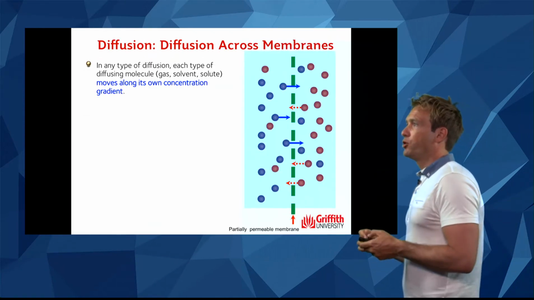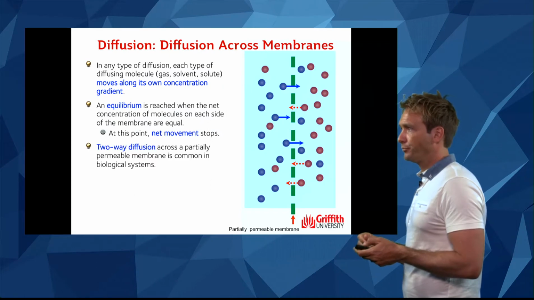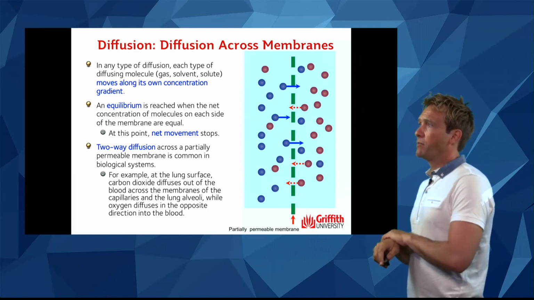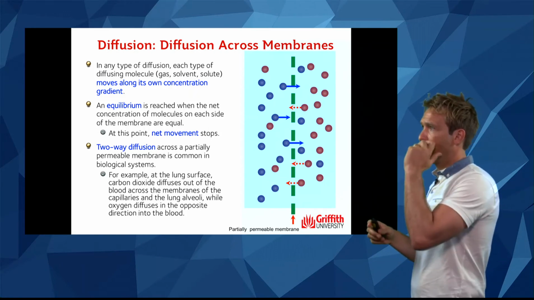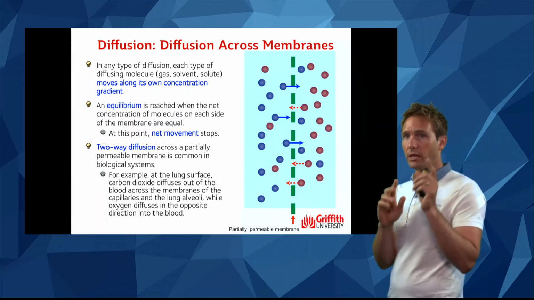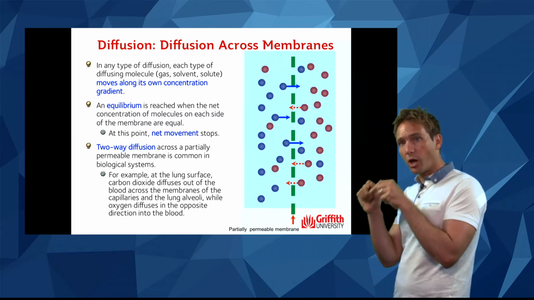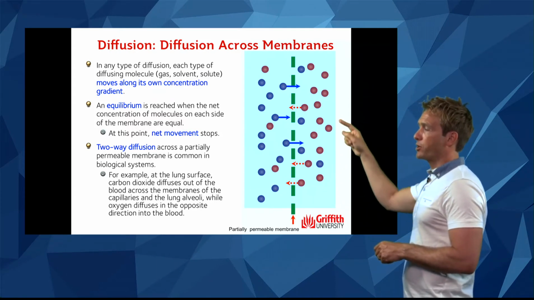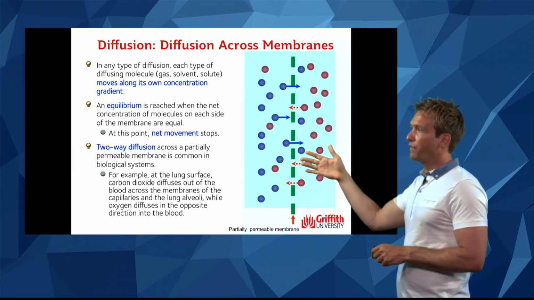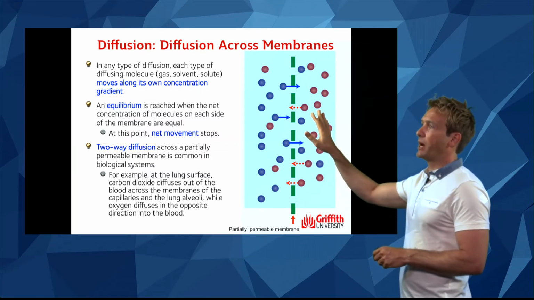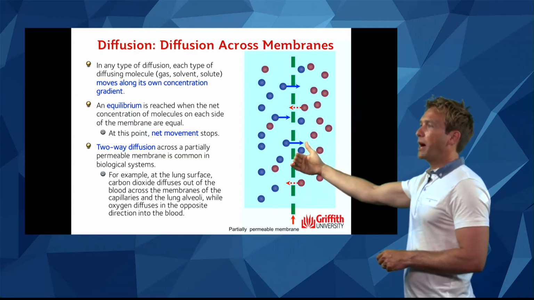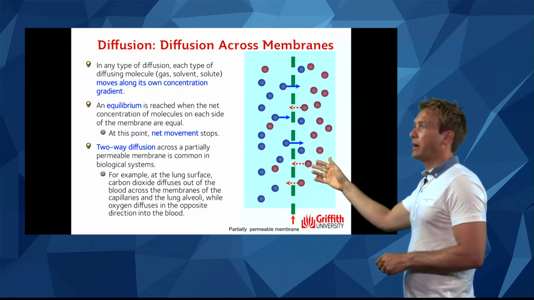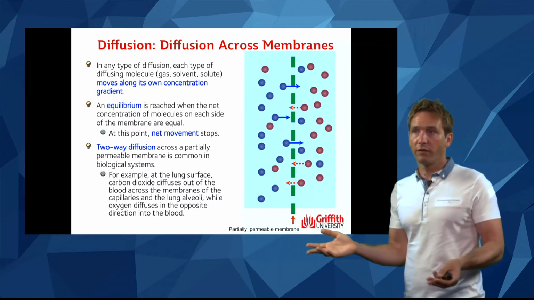Okay, so diffusion across a membrane. Okay, so in any type of diffusion, each type of diffusing molecule, the gas, the solvent, or solute, moves along its own concentration gradient. So it's independent of the other molecules, it moves on its own concentration gradient. So you can see over here, the red particles are at higher concentrations on this side of the membrane, so they're going to slowly diffuse across the membrane so that you'll have even number of red particles here as there are over there. And the blue particles are going to move from this side over to this side, so that eventually you will have an even number of blue particles on both sides. So that's how diffusion functions.